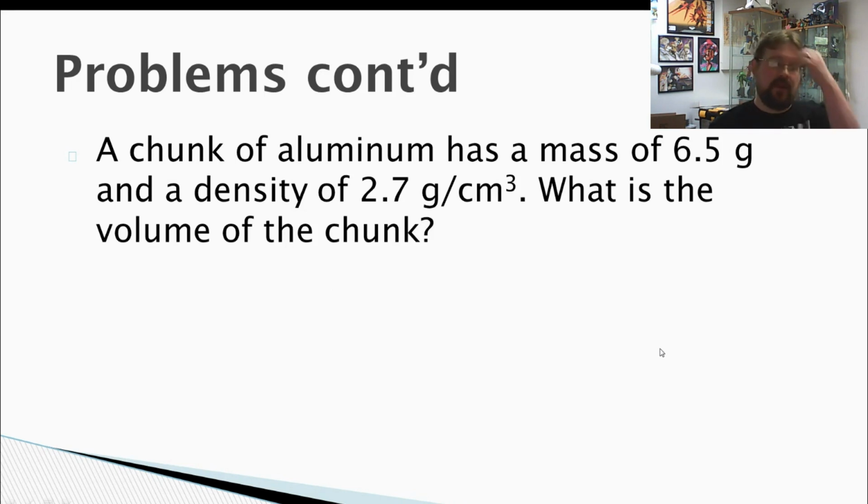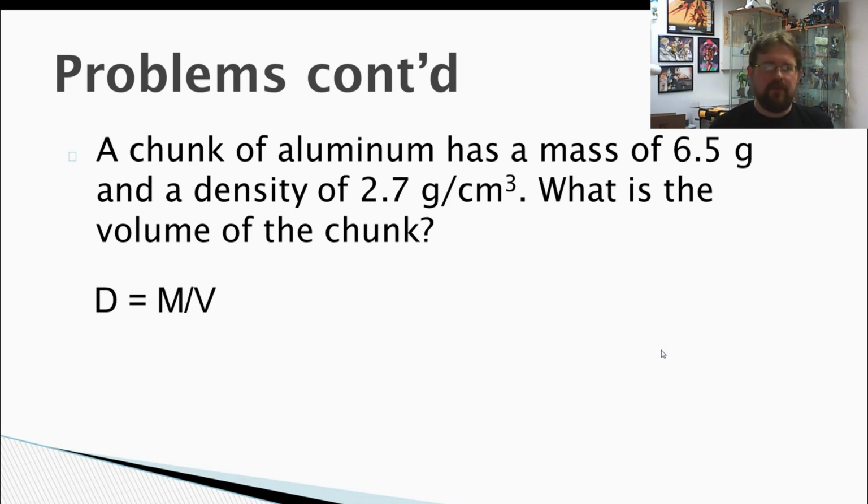Let's take a look at a different problem. So this says a chunk of aluminum has a mass of 6.5 grams and a density of 2.7 grams per centimeters cubed. What is the volume of the chunk? It's a density problem. We've got D equals M over V, but this problem is different.